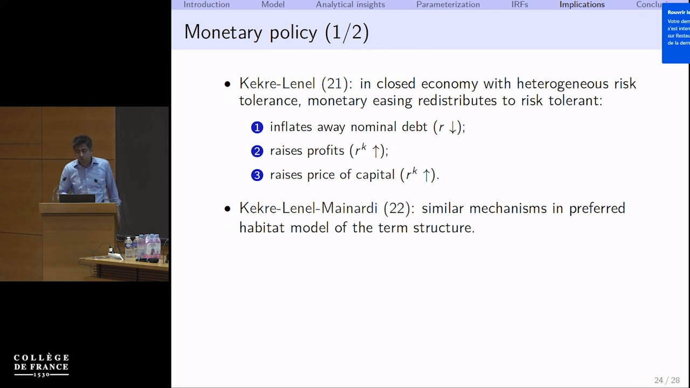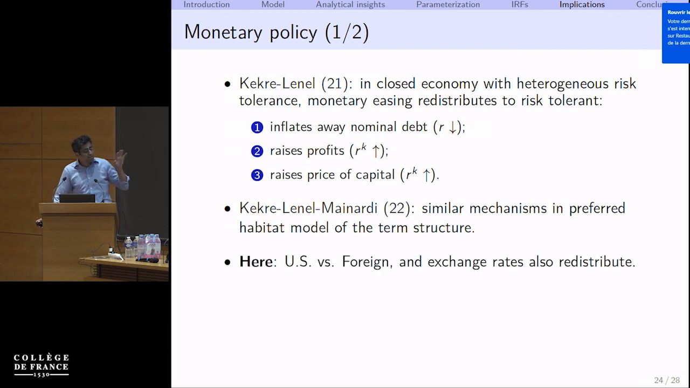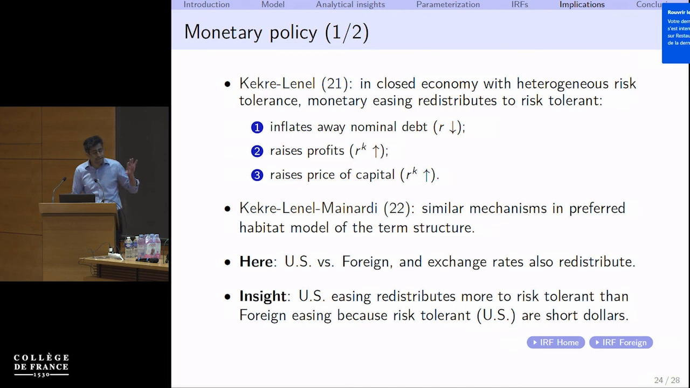In some new work, we've pointed out there are similar mechanisms operating in a preferred habitat model of the term structure. In this paper, there are two countries, the US and foreign. There are two monetary policy shocks, a US policy shock and a foreign monetary policy shock. And exchange rates also redistribute. And the key insight in this application is that if you contrast a US monetary policy easing with a foreign monetary policy easing, importantly, a US easing depreciates the dollar, whereas a foreign easing appreciates the dollar.